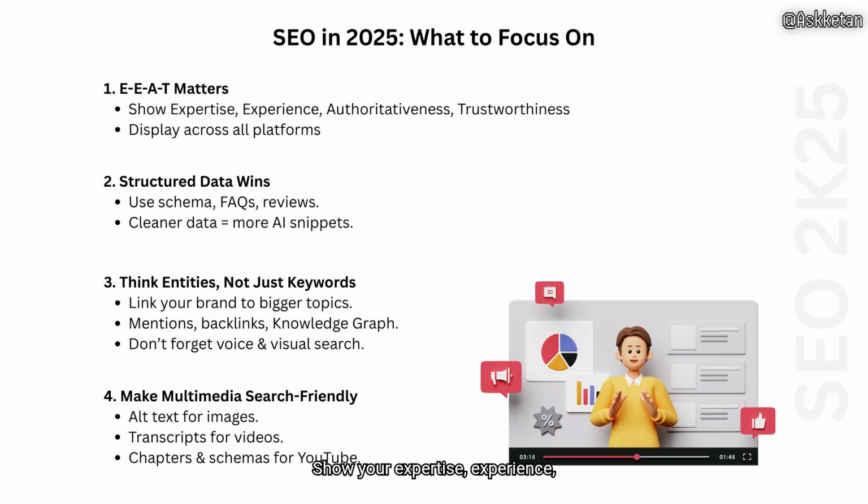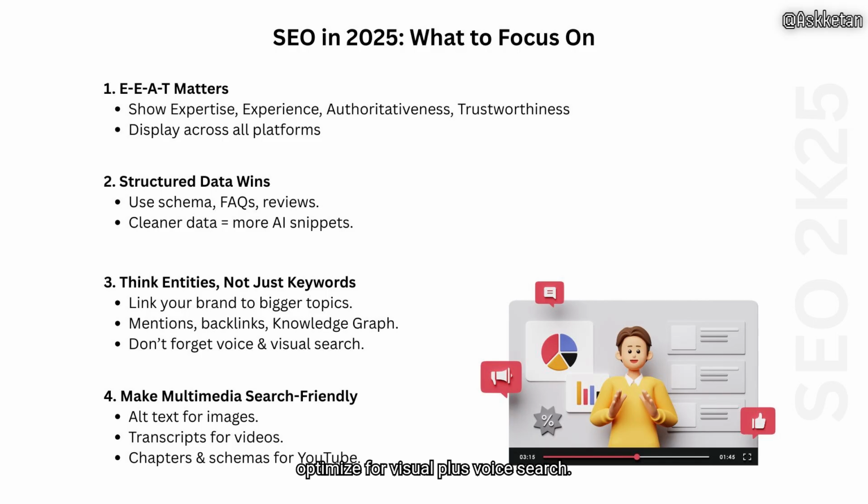EEAT is critical. Show your expertise, experience, authoritativeness, and trustworthiness everywhere. Use structured data, schema, FAQ, reviews. AI loves clean, structured info. It boosts your chances of showing up in AI snippets. Entity SEO over keywords. Connect your brand to key topics and entities across the web. Mentions, backlinks, knowledge graph, they all help you.